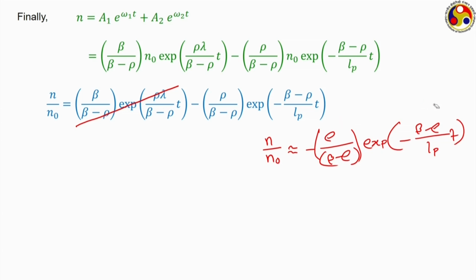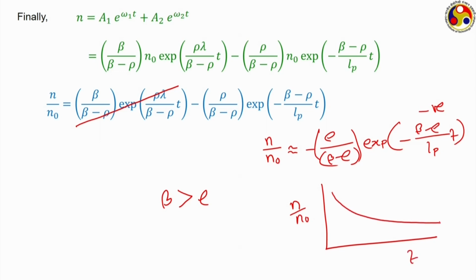The other situation, when beta is greater than rho, then this quantity is a negative one. So, it will show a negative profile of this, or n upon n naught if we plot with respect to time, then that will exponentially decrease, and hence we can maintain the reactor in a subcritical condition as long as the reactivity is less than beta.